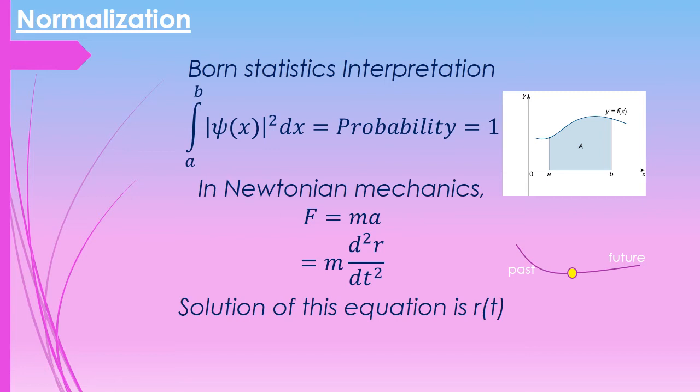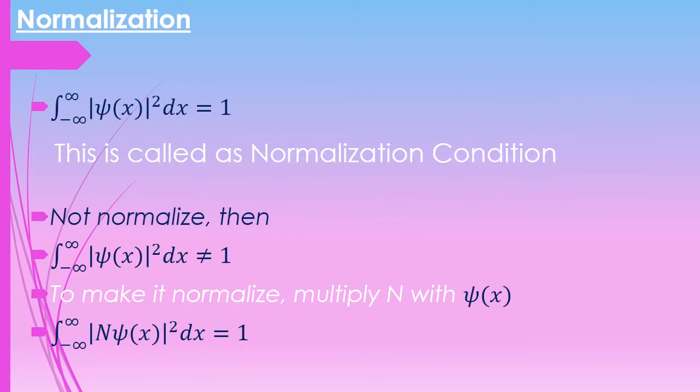But in quantum mechanics, we can't tell the exact position of the particle, but we can tell the probability of finding the particle in a given location. I extend the limit from minus infinity to plus infinity. Within that entire region, the particle is present.